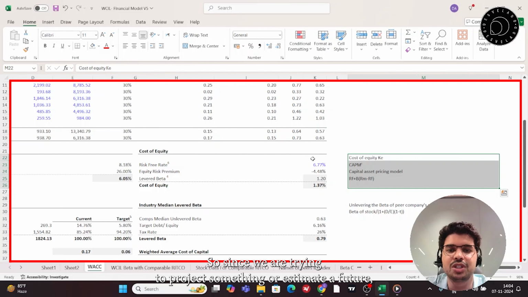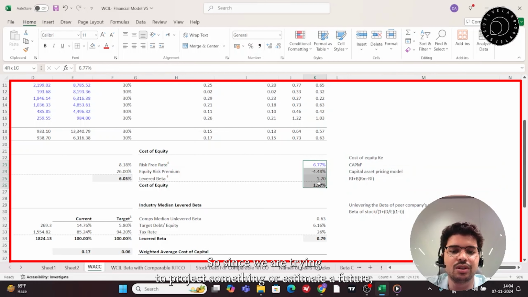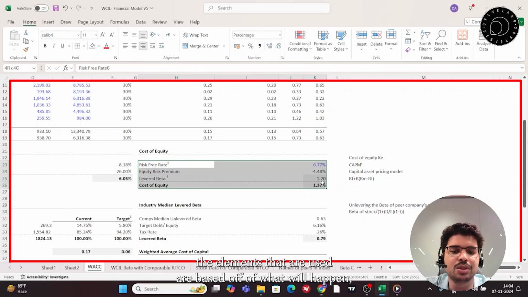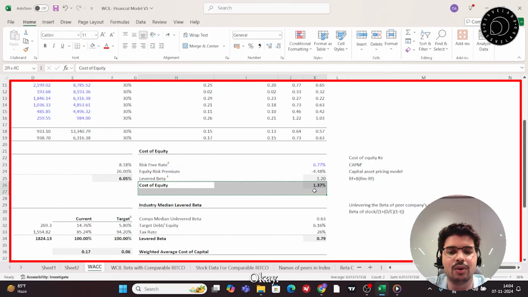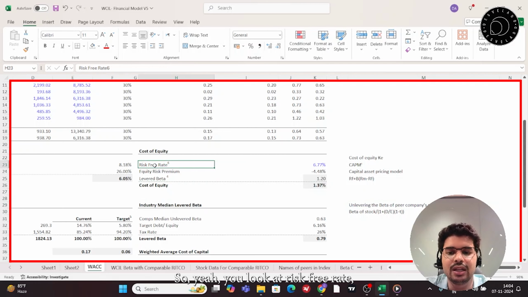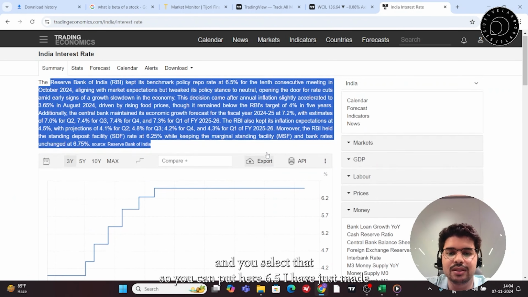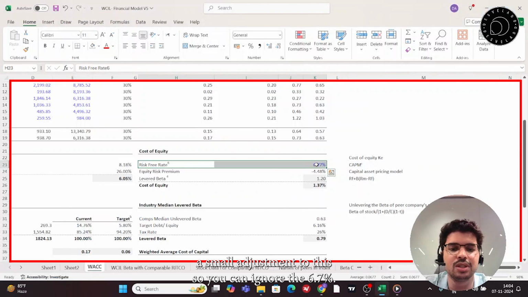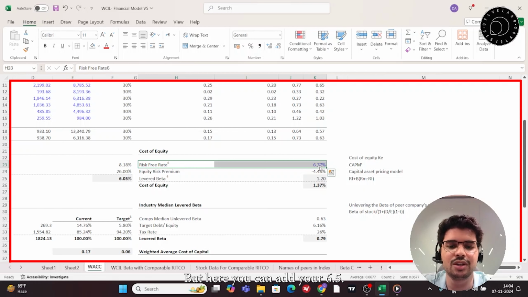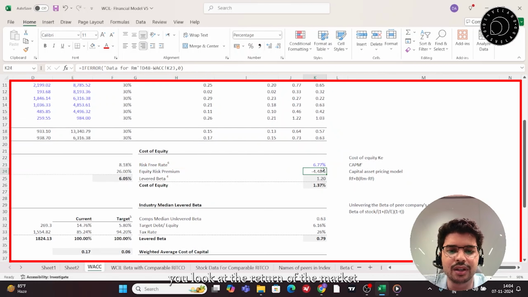So since we are trying to project something or estimate this future value of something, we need to make sure that all the elements that are used are based off of what will happen after, as opposed to what has happened in the past. Okay. So yeah, you look at risk-free rate and you select that. So you can put here 6.5. I have just made a small adjustment to this, so you can ignore the 6.7%, but here you can add your 6.5, and then you look at the return of the market.